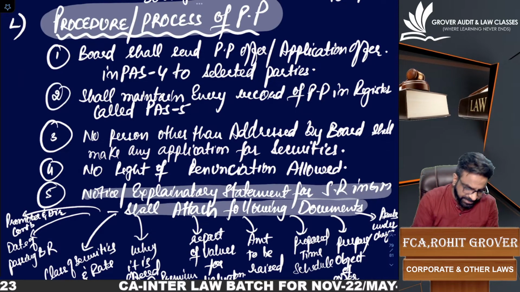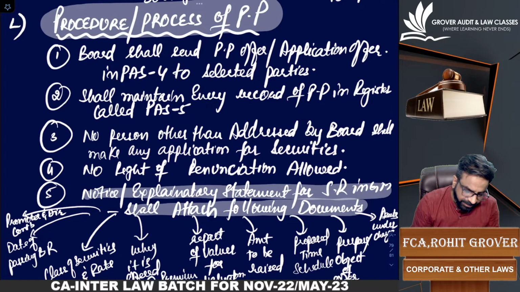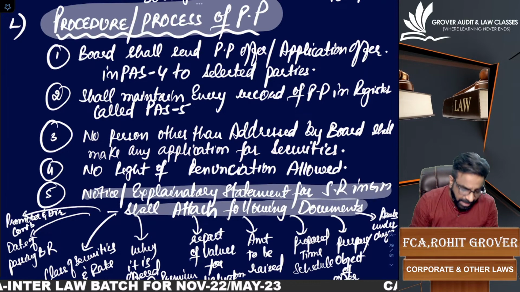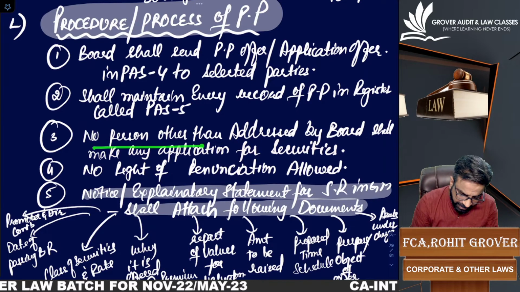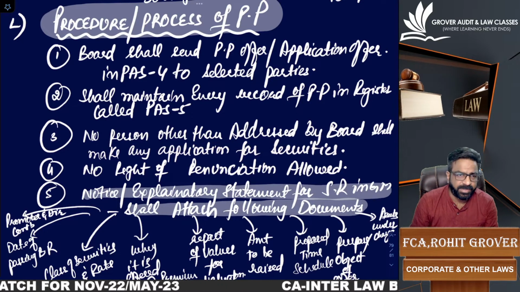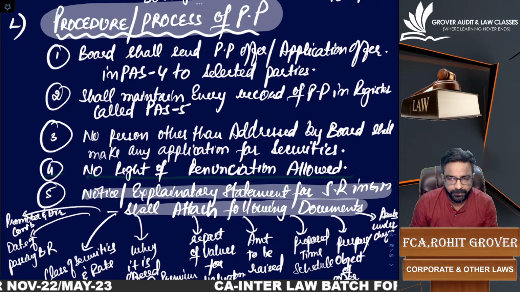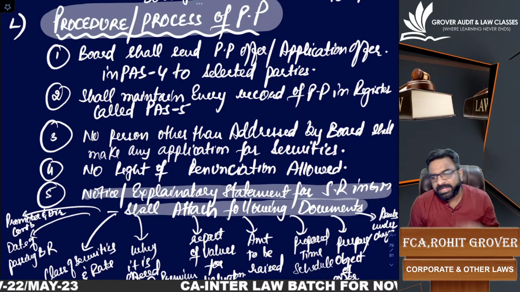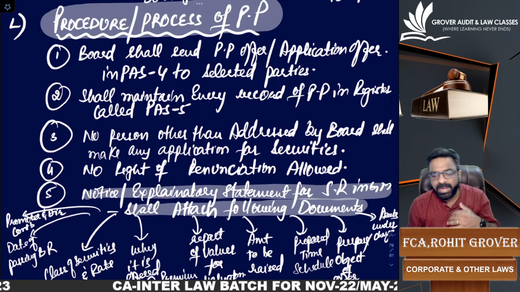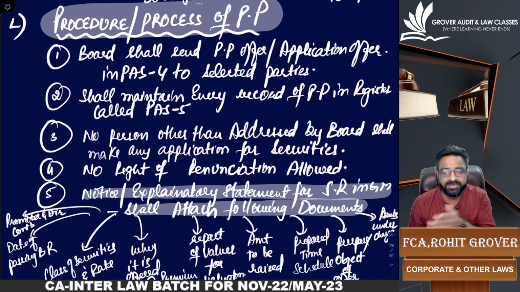So what is point number one? The board will send the application letter to all the selected parties. The board shall record every private placement in a separate register called PAS5, and no person other than those addressed by the board shall make any application for securities. Clear up to point number three? Continue. What is point number four? No right of renunciation allowed. Okay, can anybody tell me what you mean by right of renunciation? And can anybody tell me the difference between revocation and renunciation?